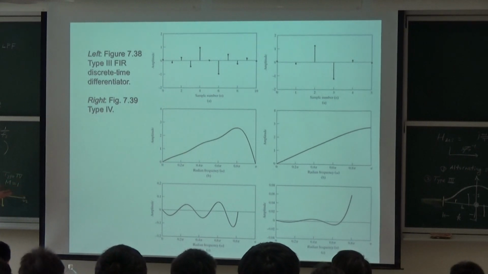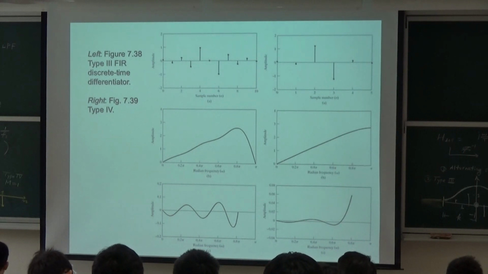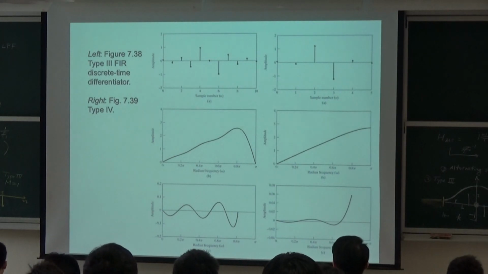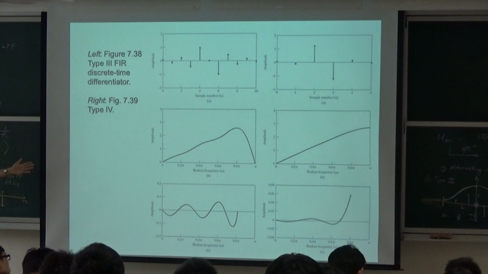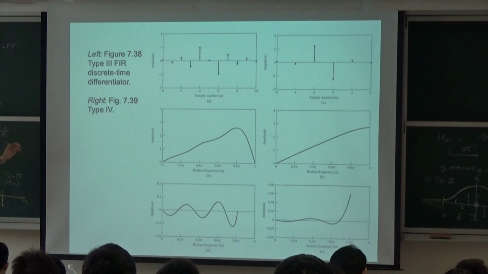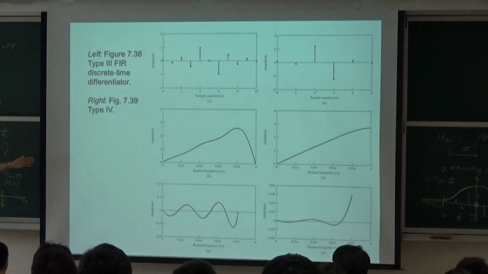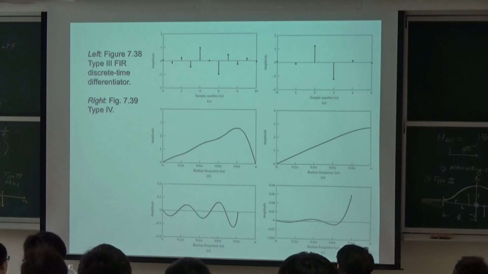But it turns out that type 4 does not have this constraint. So when we want to design a high frequency enhancement system, which is our differentiator, we certainly don't want the magnitude at the highest frequency to be 0. We certainly don't want that. So keep in mind, if you ever design a filter like this, and you want the magnitude response at the highest frequency to be non-zero, please avoid using type 3. You should consider type 4.